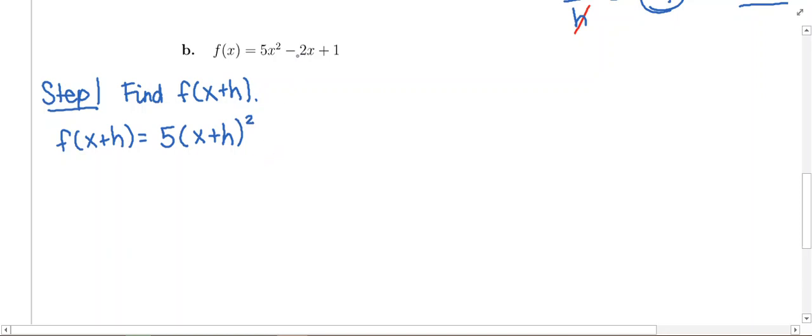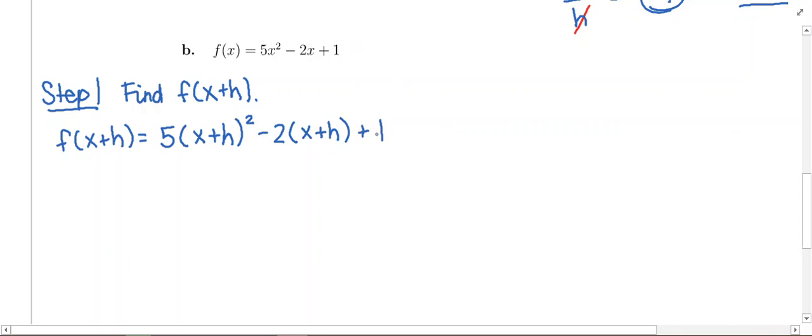Okay, move on to the next term. Okay, in the original function, we have minus 2x. So here we will have minus 2. Instead of multiplying by x, we will multiply by the package deal, x plus h. Make sure it's in parentheses. Okay, lastly, tack on the plus 1. Okay, this is how you form f of x plus h.